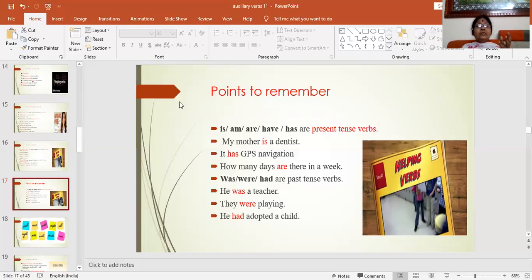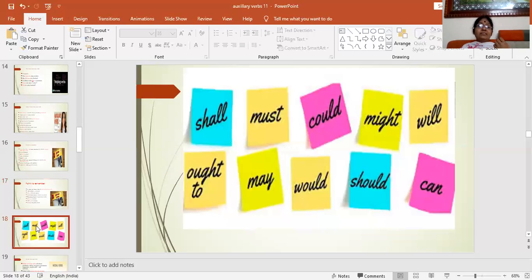So with this, we are clear with our auxiliary verbs. That is, there are 3 forms: be form, do form, and have form. Be form has 8 forms, do form has 3 forms, and have form has 3. Right? Now, let us go to the next part.